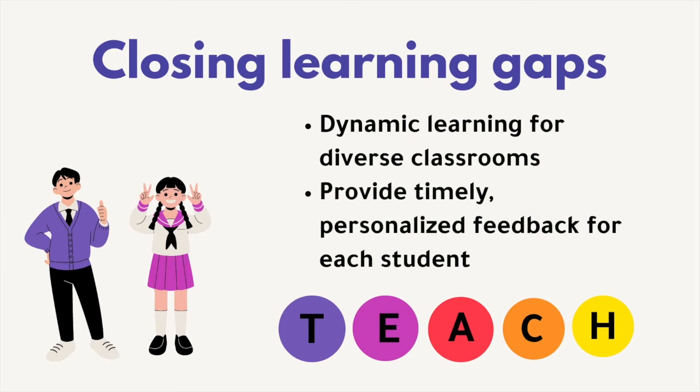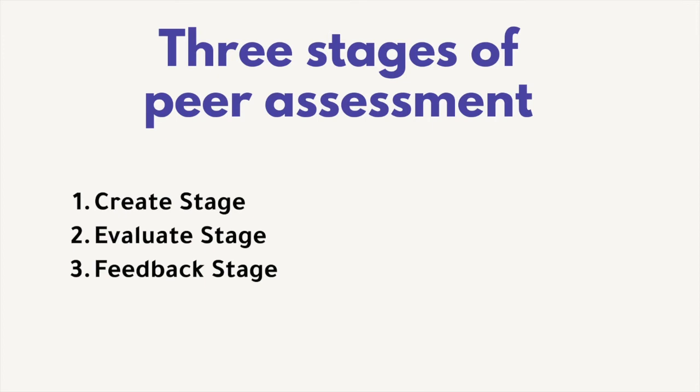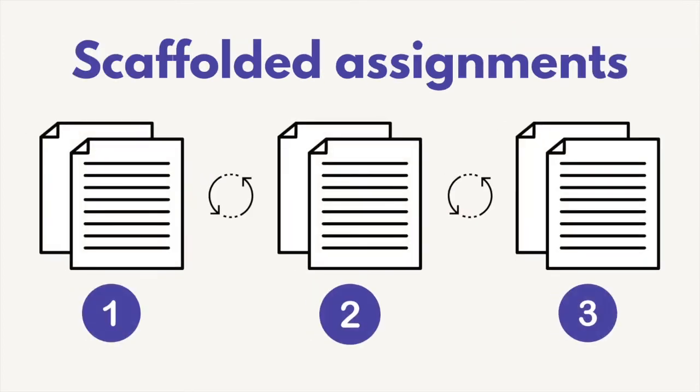Here are some Kritik peer assessment features that introduce dynamic benefits of active learning and critical skill development. Kritik has 3 stages of peer learning: the create stage, evaluate stage, and feedback stage. Peer assessment allows students to critically assess their own work while evaluating their peers and are encouraged to provide meaningful feedback. With Kritik, professors can scaffold larger assignments while introducing a feedback loop, so every student gets a chance to actively apply their knowledge and understanding of course content to their work.